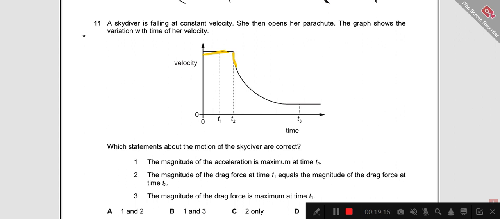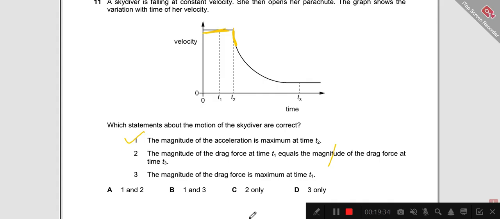Yes, the first correct point is found, because the slope of a velocity-time graph gives us acceleration, right? At this point t2 the slope is maximum, so this means option 1 is correct. The magnitude of the drag force at time t1 equals the magnitude of the drag force at time t2. That is also correct. The magnitude of drag force is maximum at t1? No, at t1 it was not maximum. She opened the parachute after time t2, right? So that is when the area would have increased and so would have the drag, right? So the correct answer would be options 1 and 2, that is option A.